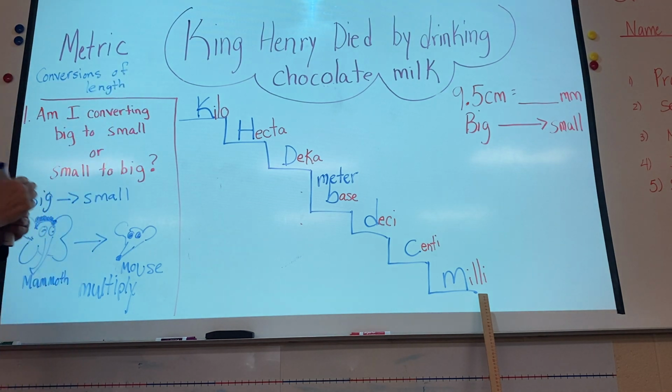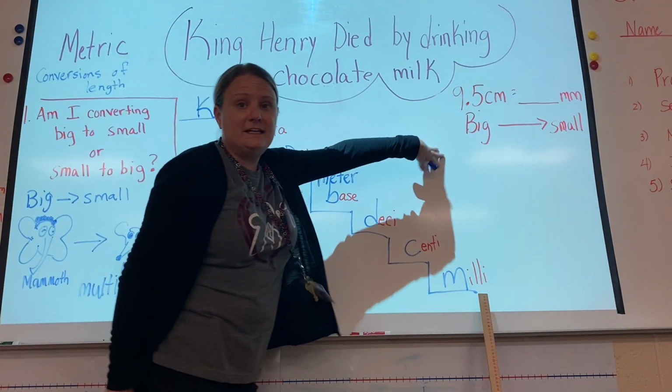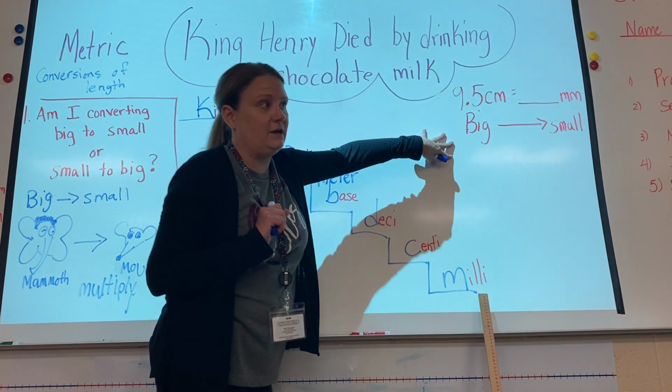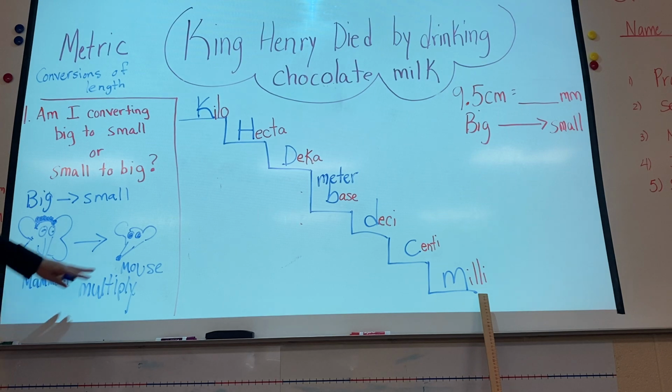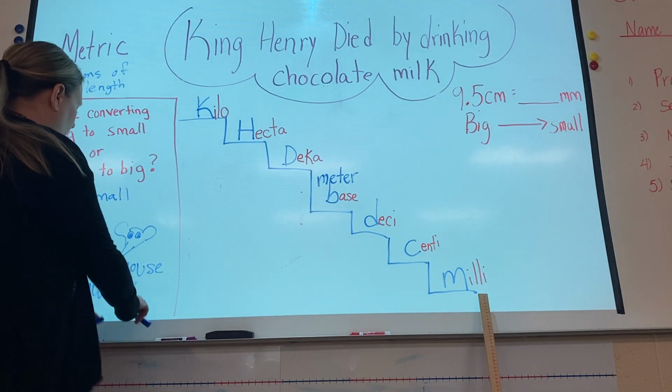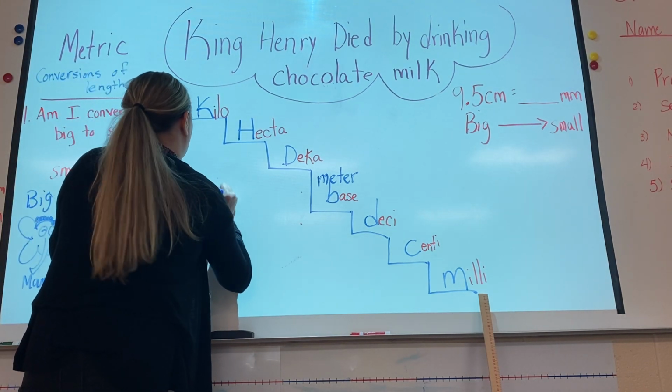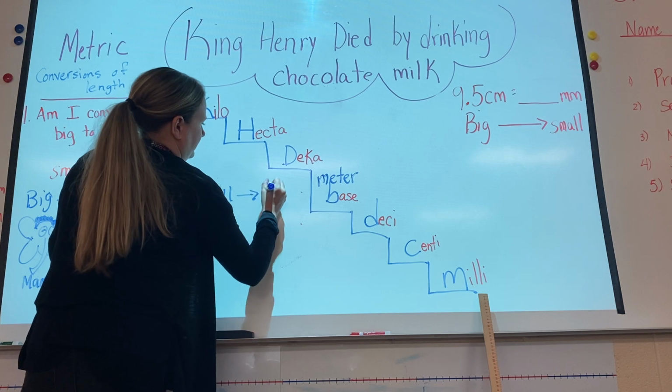Okay, but what if we're going the other way? Oh, I didn't forget about this, but hold on one second. We have some notes that we need to take for need to know. So you have your mammoth to mouse, you're going to multiply. These are little hints, it's going to help you. But what if you are going from small to big?